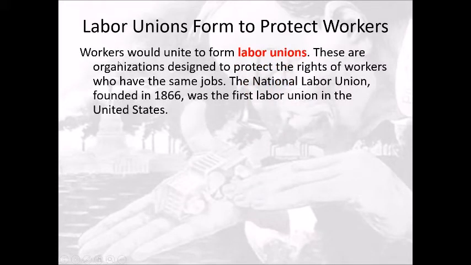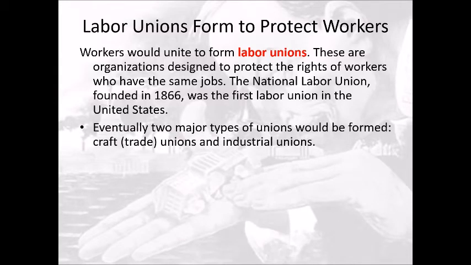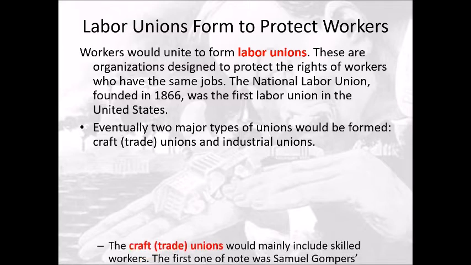They formed what we call labor unions. These are organizations designed to protect the rights of workers who have the same jobs. The National Labor Union, which was founded in 1866, was the first labor union in the United States. Eventually, two major types of unions would be formed. These were craft, or what we sometimes call trade unions, and industrial unions.